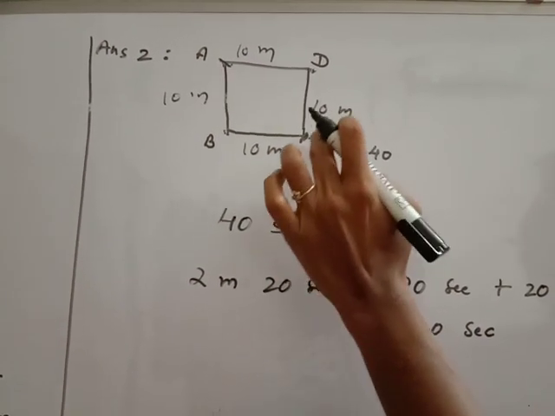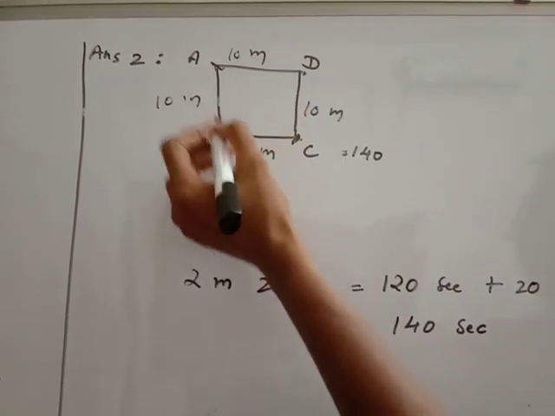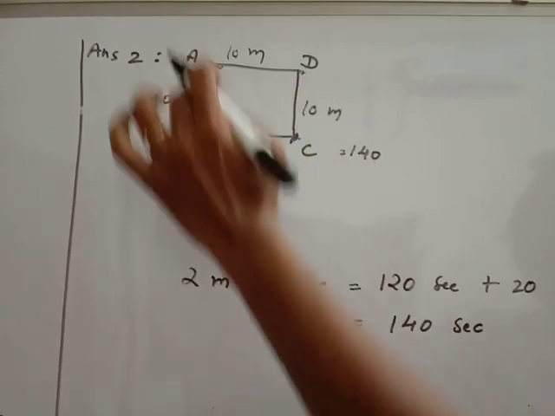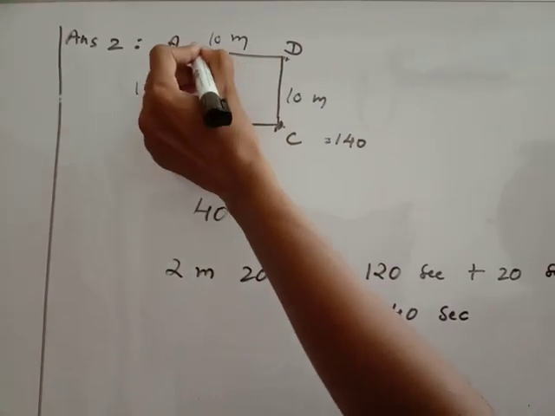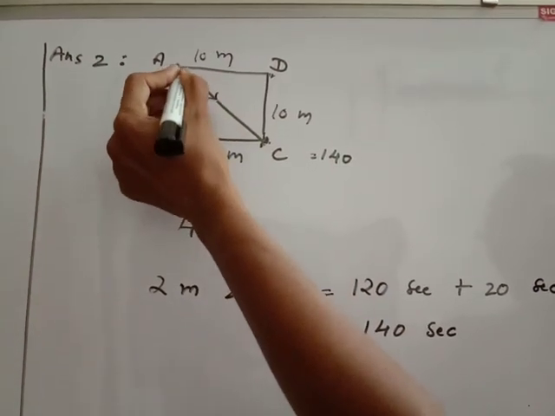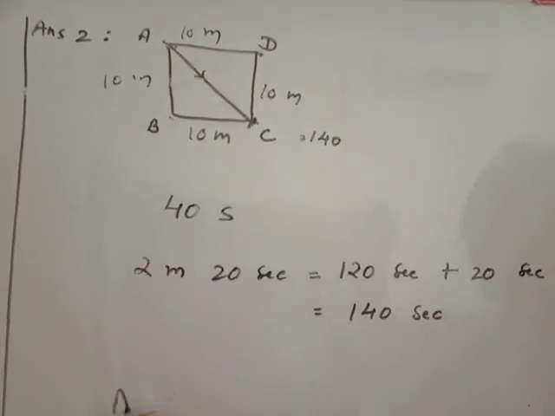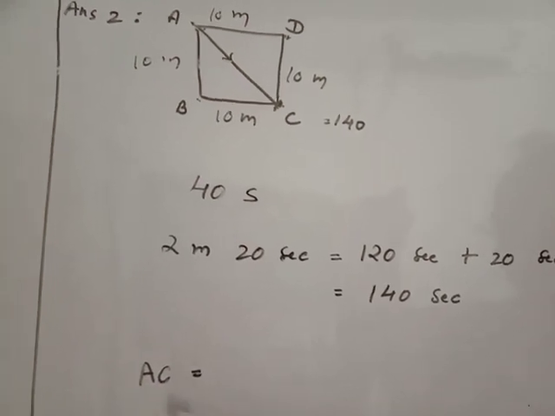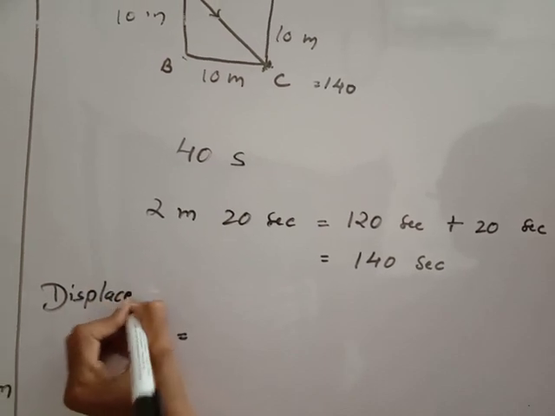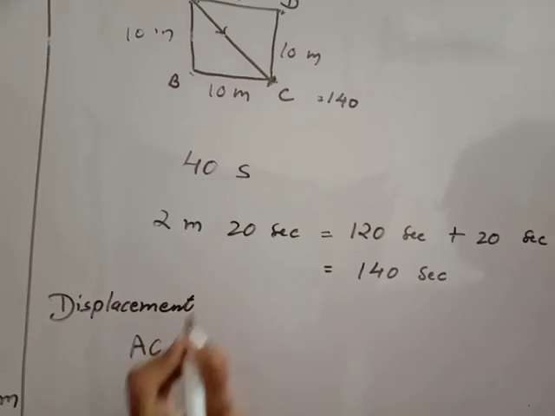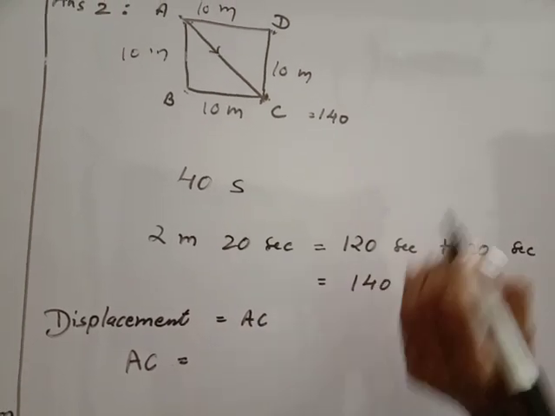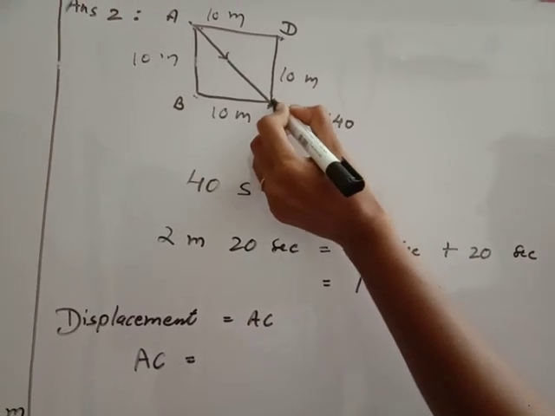Now we have to find the displacement. Displacement means, this is the initial position. He started from A and kept moving. So displacement means the shortest distance, that is from A to C. So I have to find AC. So displacement is equal to AC, because at 140 seconds, he will be at C.